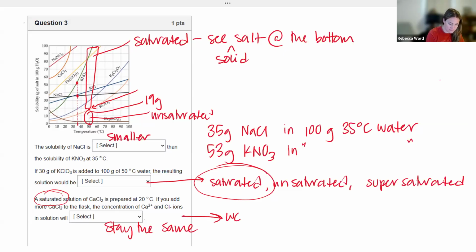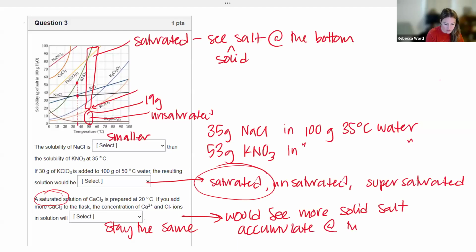I would see more solid salt accumulate at the bottom of the flask. That's what I would see, but I'm not getting any of that salt into solution, because I've already saturated it.